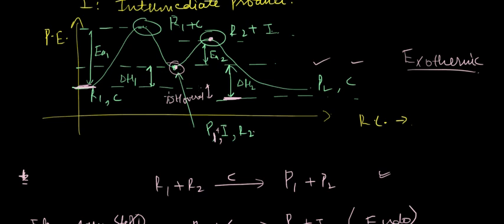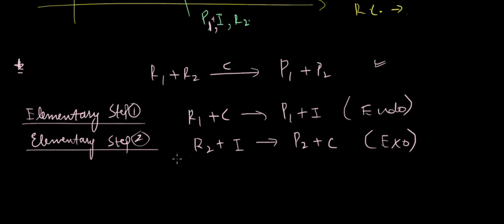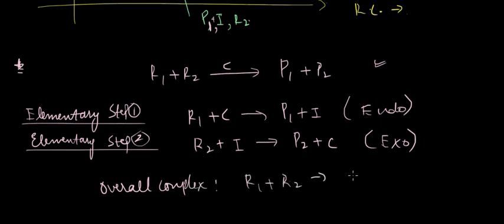And if we see the overall reaction, then delta H is also negative because the energy level of the reactant is greater than the energy level of the formed products, okay. And the overall complex reaction would be R1 plus R2 gives P1 plus P2, okay.